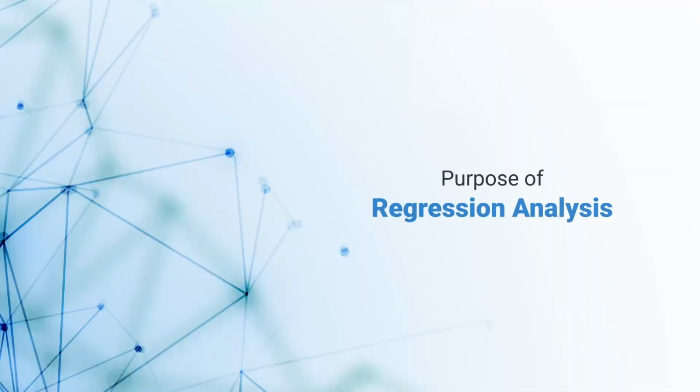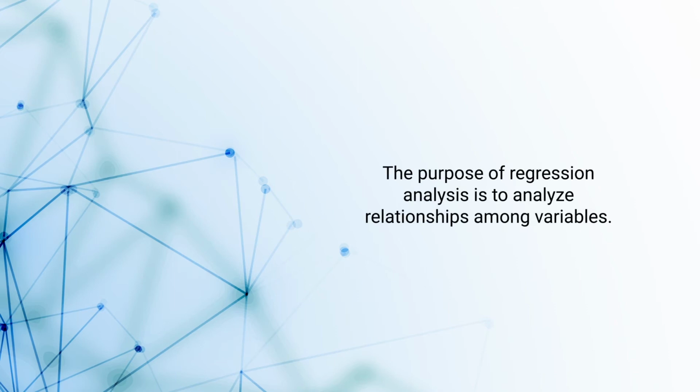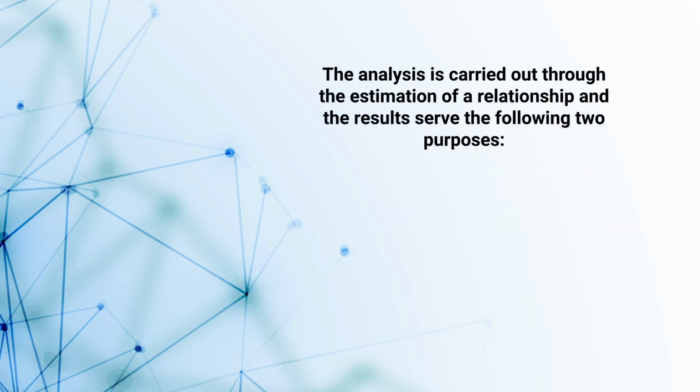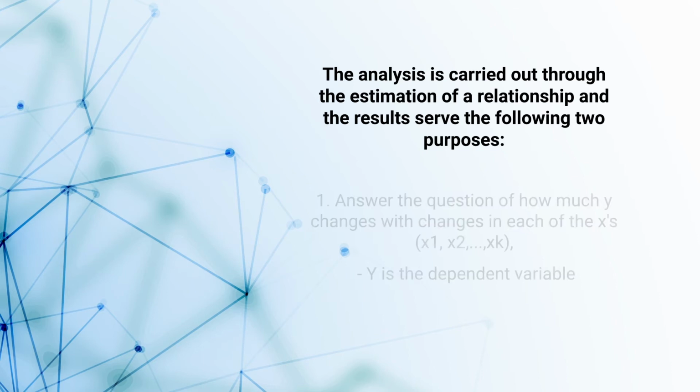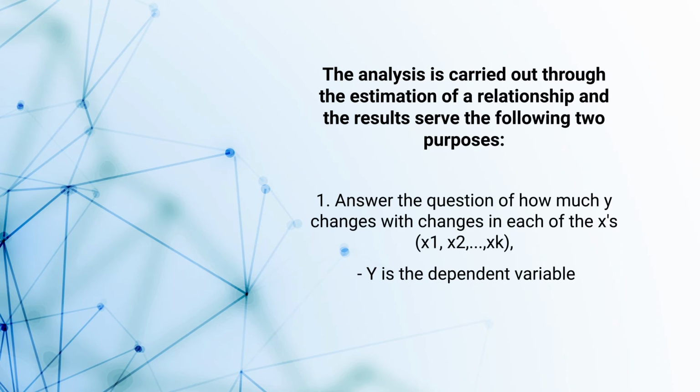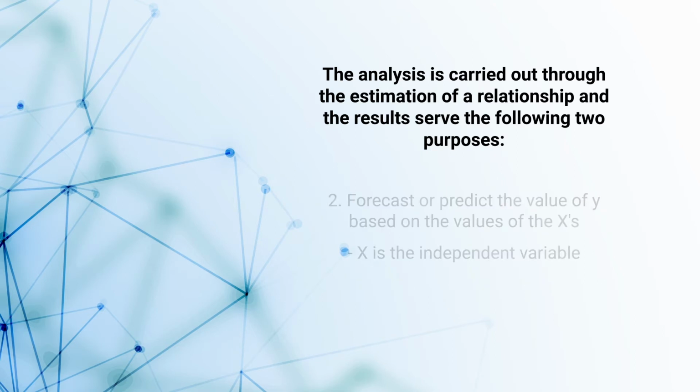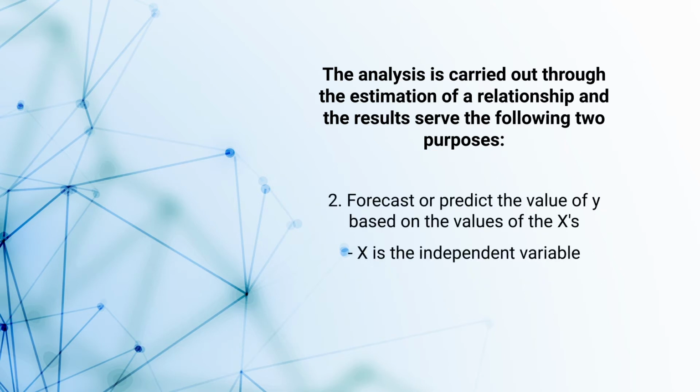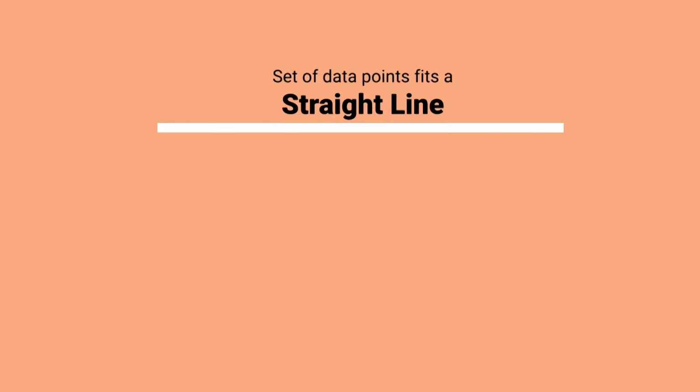So the purpose of regression analysis is to analyze the relationship among variables. The analysis is carried out through the estimation of the relationship, and the results serve the following two purposes. One is to answer the question of how much y changes with changes in each of the x, where y is the dependent variable. The other is forecasting, to predict the value of y based on the values of x, where x is the independent variable. So what we have observed is that you have one dependent variable and one independent variable, and with their help you are going to formulate the equations and solve them. A set of data points fits a straight line.